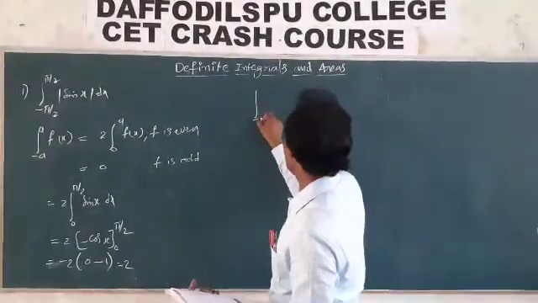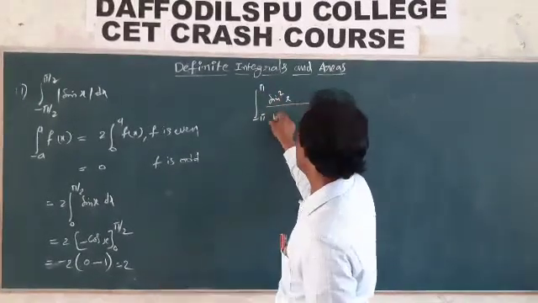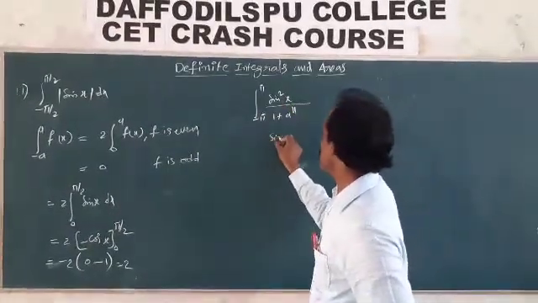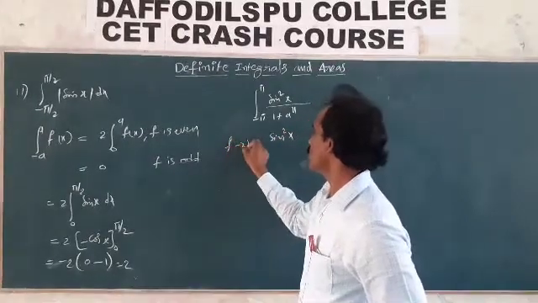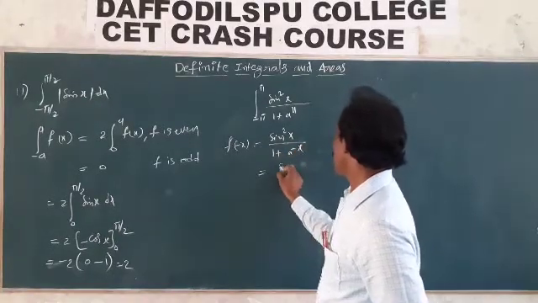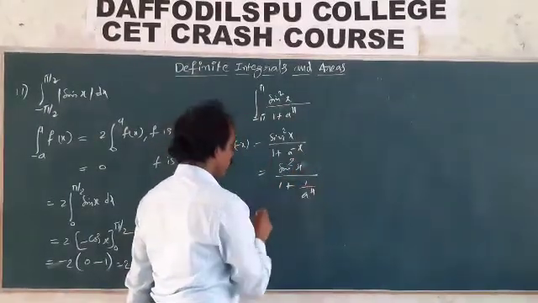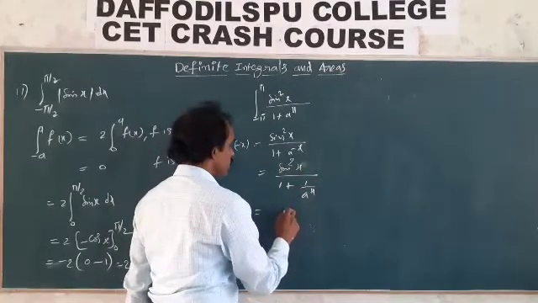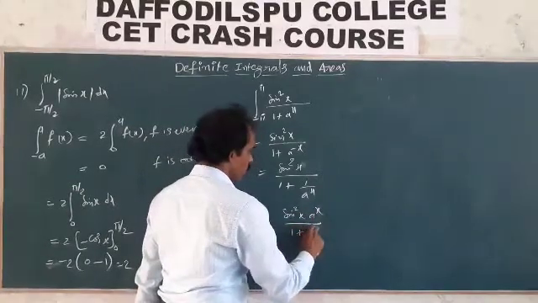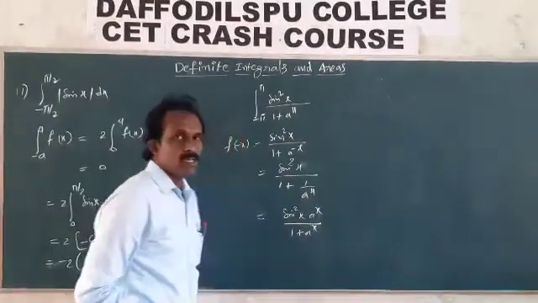Like this, minus pi to pi sin square x divided by 1 plus a power x. Suppose you substitute f of minus x. This value is no problem, sin square x, and the denominator is 1 plus a power minus x. Taking the reciprocal, sin square x by 1 plus 1 by a power x. After taking the LCM, sin square x, a power x by 1 plus a power x. Clear? So do it like that.